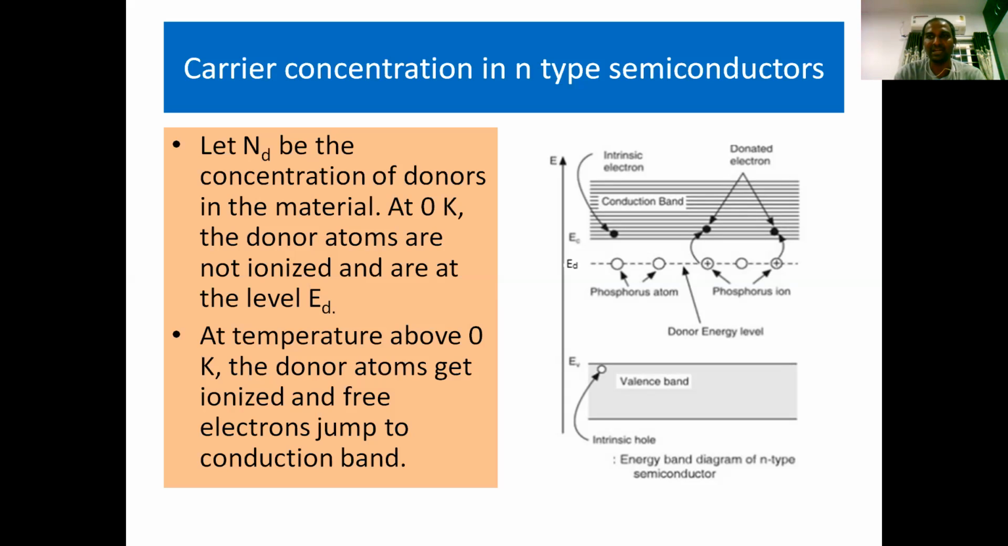Here the N-type semiconductor is formed as a consequence of doping pentavalent impure atoms like phosphorus. So if you take Nd, it will be the concentration of donors in the material. At absolute zero temperature, the donor atoms are not ionized and they are present at the level of Ed. Observe, Ed is the donor energy level which is present just below the conduction band.